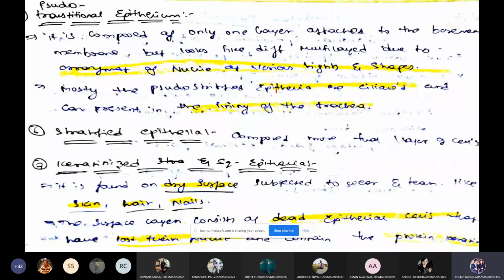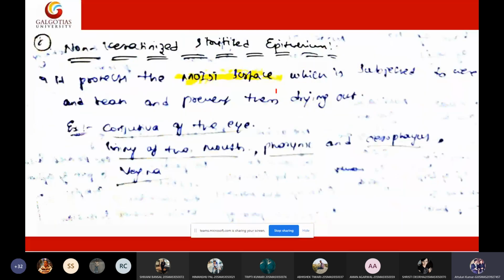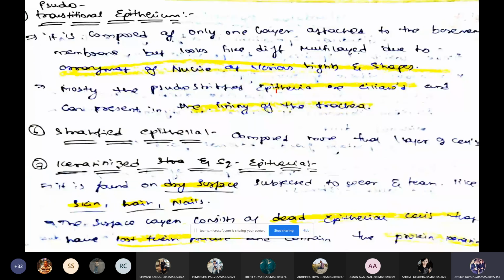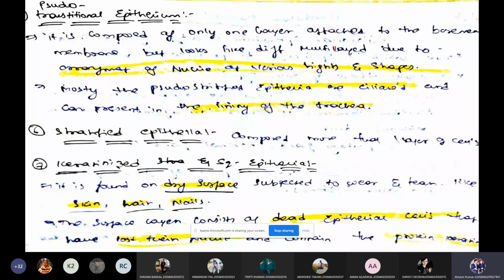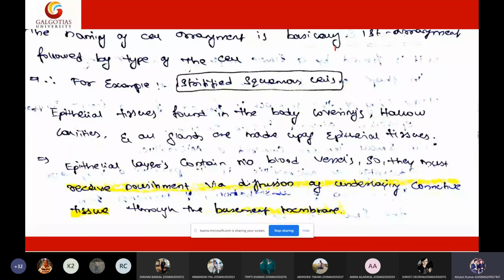So then we have one more type of tissue, which are keratinized epithelial tissues and non-keratinized epithelial tissue, especially keratinized squamous epithelia and non-keratinized squamous epithelia. So this is all about the epithelial tissue. Then in the next class, I will discuss muscular tissue. Before that, I will do a quick revision of today's lecture on epithelial tissue. So I will just ask a Q&A session with you.